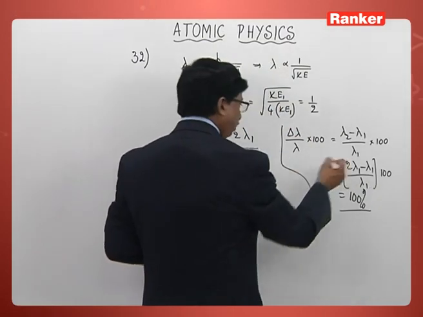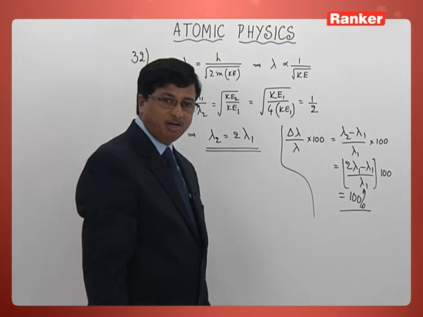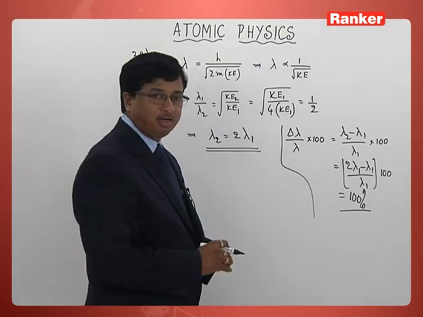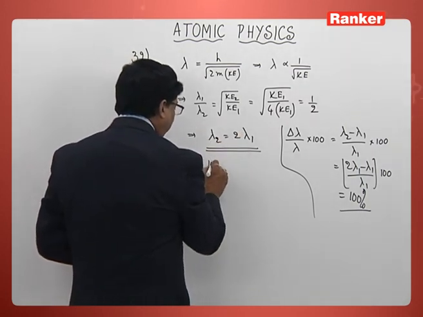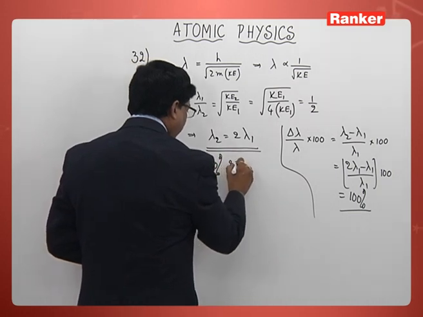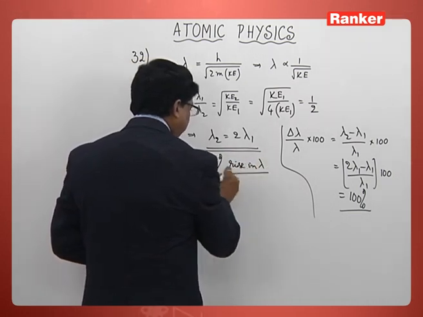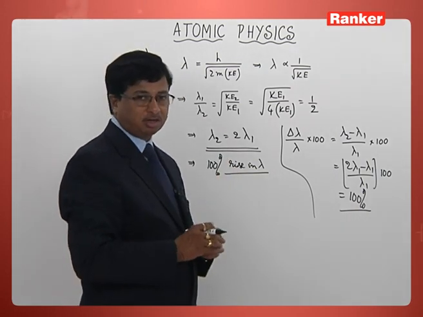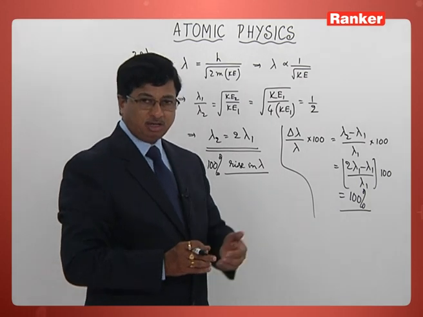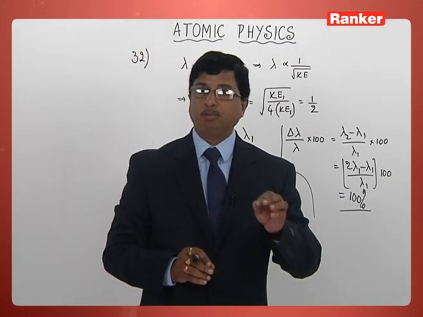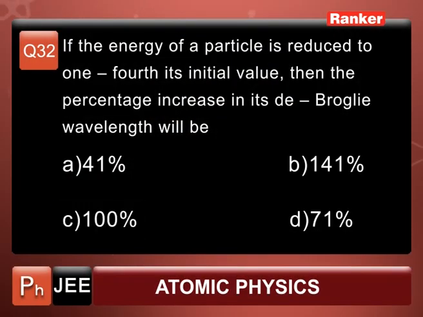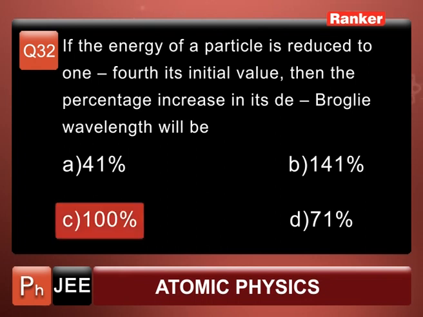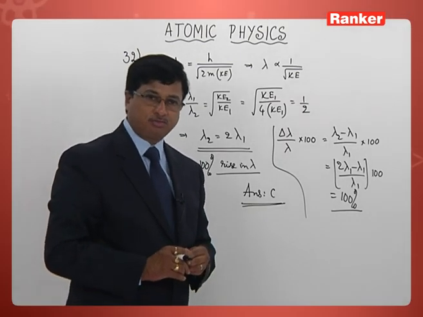But this is one methodology, by using the formula. Otherwise, by looking at this value you can identify that the moment lambda 1 is doubled, you find a 100% rise in the wavelength of that particular particle. So you can say the increase in de Broglie wavelength is 100%. So what is the correct option there? Option C, given as 100%. So automatically C will be the correct option for problem number 32.